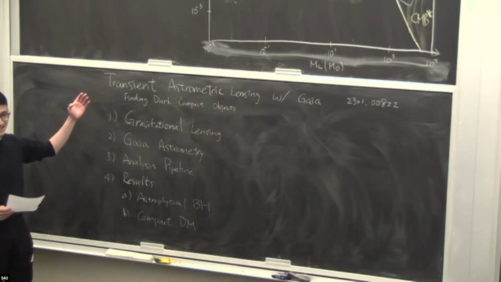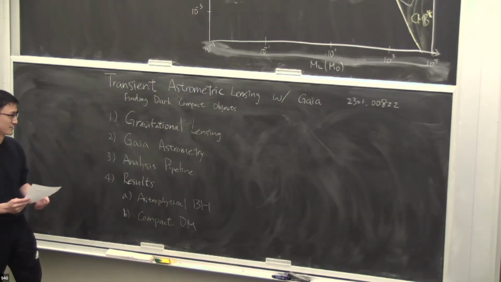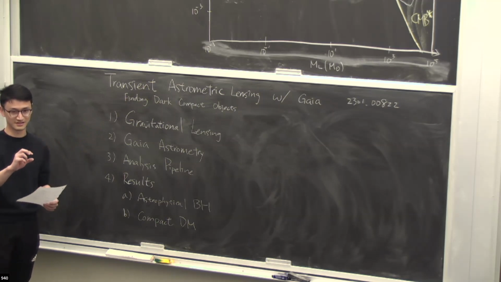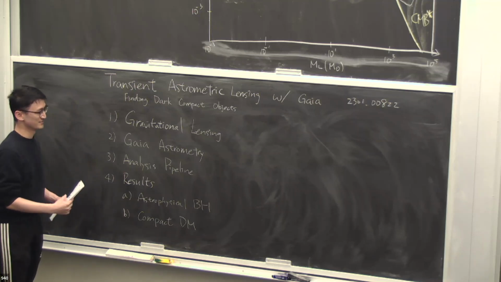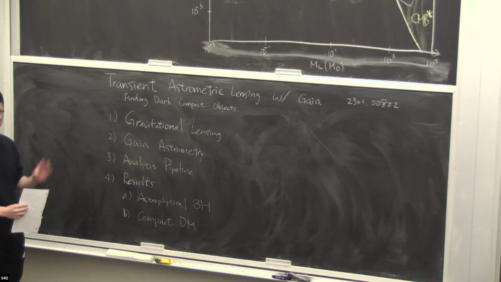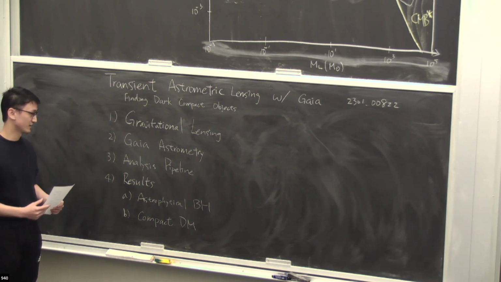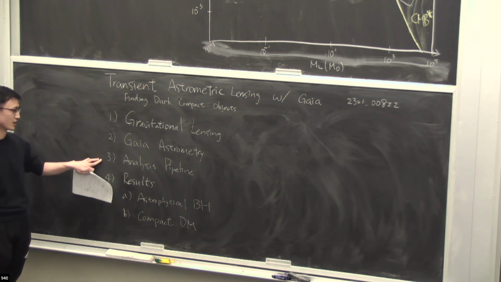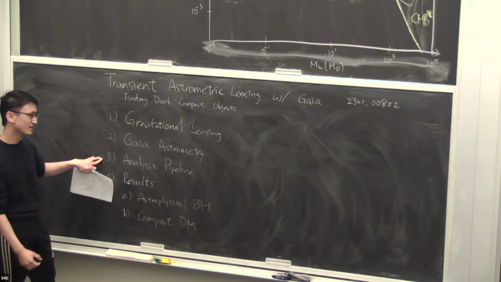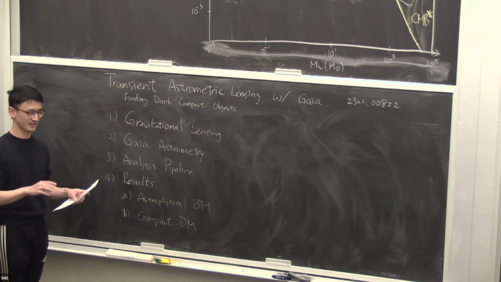So what we're going to do is use Gaia to find any deviation from normal star trajectory, from gravitational lensing by a foreground compact object. The outline is we're going to do a brief review of gravitational lensing, which hopefully everyone knows, and I'll talk a little bit about how Gaia acquires its astrometry. Then the work that we've done is we've developed an analysis pipeline, so that you can inject whichever lens you want under any kind of model you want.